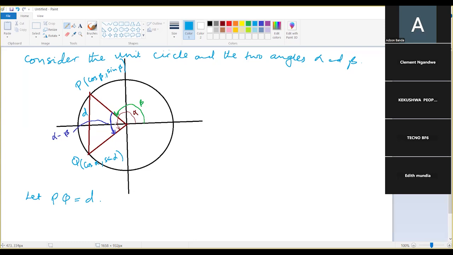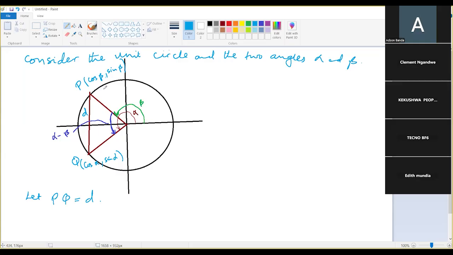So of course measured anti-clockwise. So we have those two angles. One gives a point on the circumference, which is Q, and you can see that Q has coordinates cos alpha and sine alpha. So that's what we saw last time when we were using a unit circle. And also the angle beta gives us a point P, and this point has the cosine of beta and sine of beta as its coordinates.